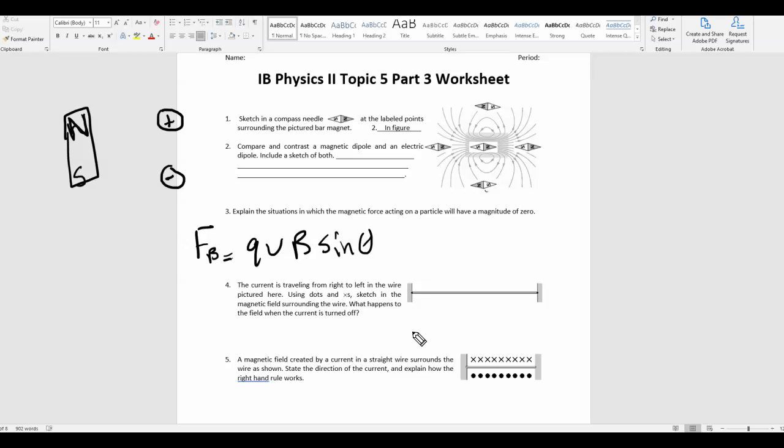Question number 4 says the current is traveling from right to left in the wire pictured here.